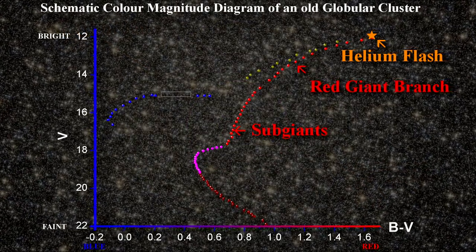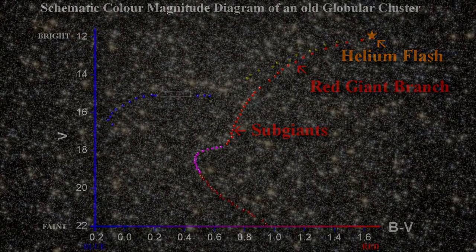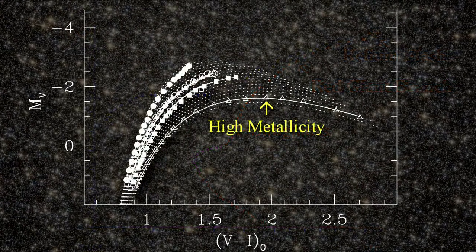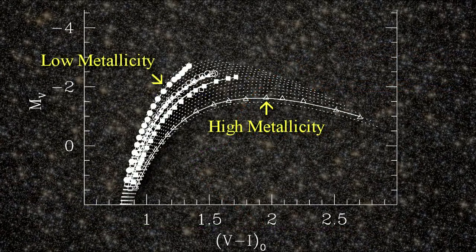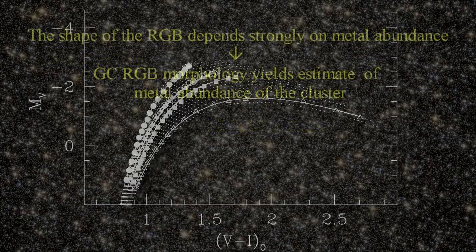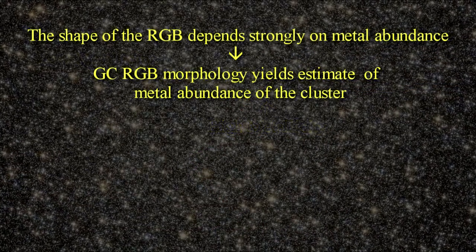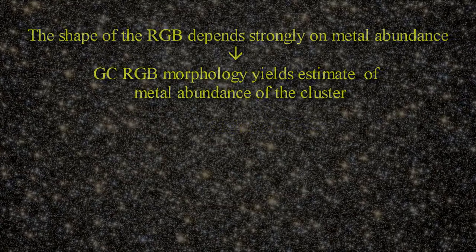The shape of the RGB depends strongly on metal abundance. Thus, the RGBs of globular clusters of higher metallicity are shallower and redder than RGBs of metal-poor clusters. So, the shape of the RGB can be used to estimate the metal abundance of the cluster, the more accurate alternative being stellar spectroscopy.